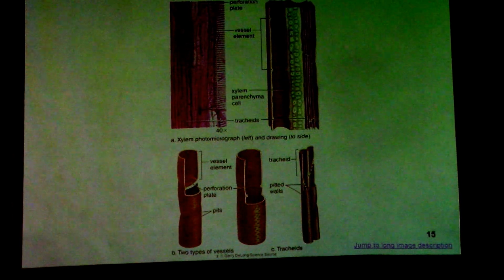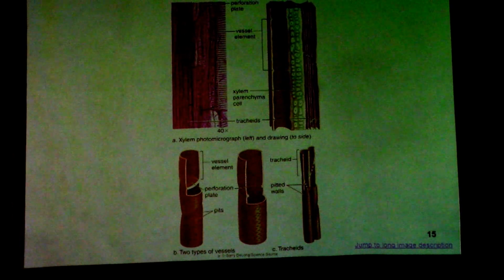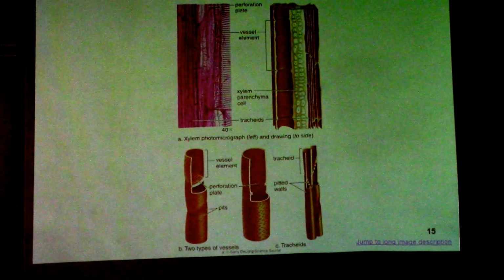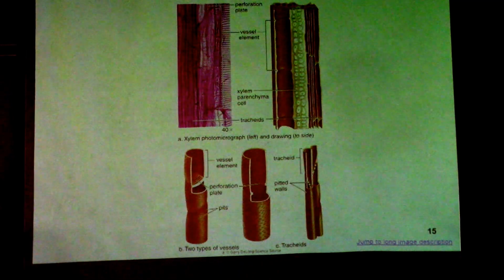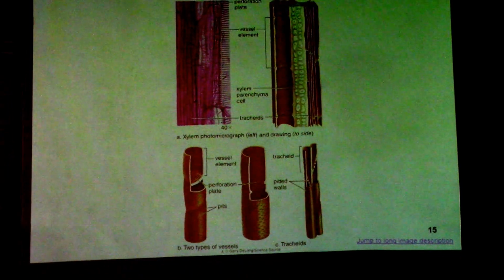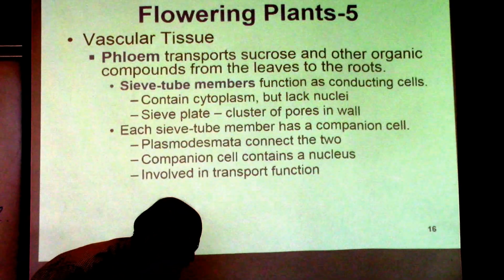Transpiration helps water to be pulled up because of the release of water here at the top. And it is done in these two types of cells. Both of those are involved in conducting the fluid inside the plants.